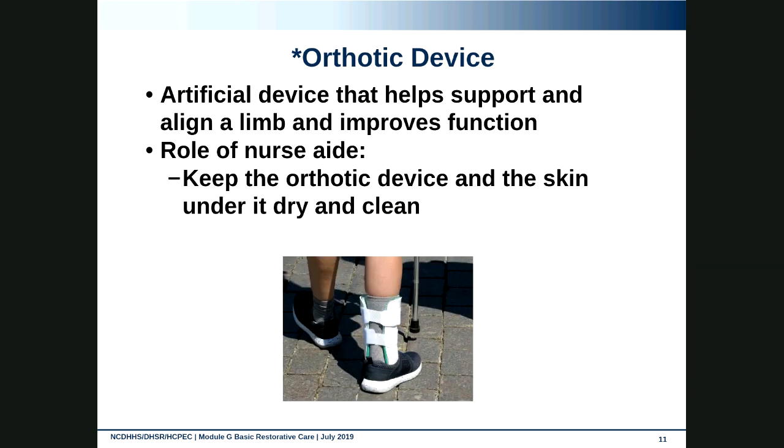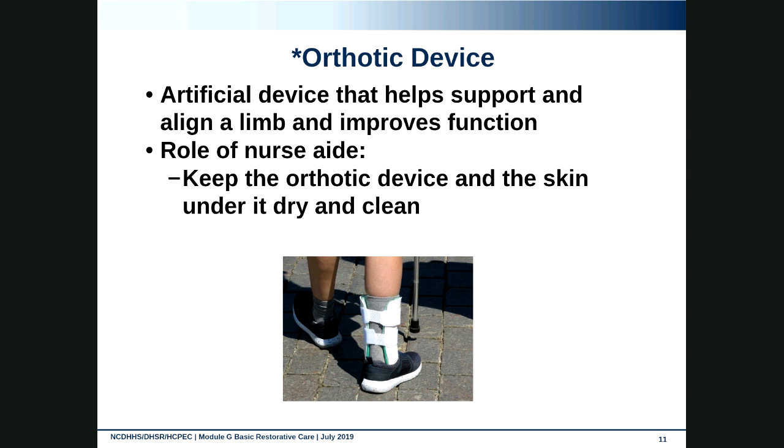An orthotic device is an artificial device that helps support and align a limb and improves function. Some examples are splints or braces, similar to what you see in the picture, and shoe inserts. Sometimes these devices are specifically fitted for a resident. Sometimes they are like Dr. Scholl's orthotic inserts. You have different kinds you can buy, but they're not necessarily specially fitted for one person. Even if they aren't specially fitted for one person, we don't share them between residents. It's usually the resident's device, so we don't share them between people.